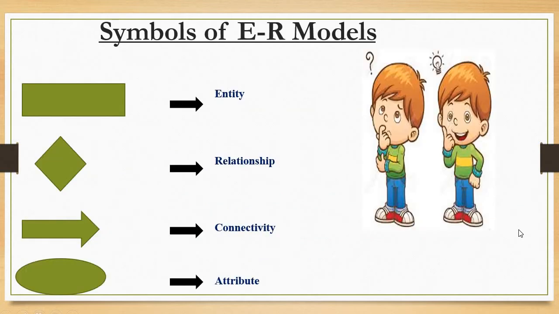Now the second slide is the symbols of the ER model. So what are the symbols of the ER model? The first, as you are seeing in this slide, the rectangle shape describes the entity. We represent an entity by a rectangle. The diamond shape represents the relationship. The arrow shape represents the connectivity. The ellipse shape describes an attribute.